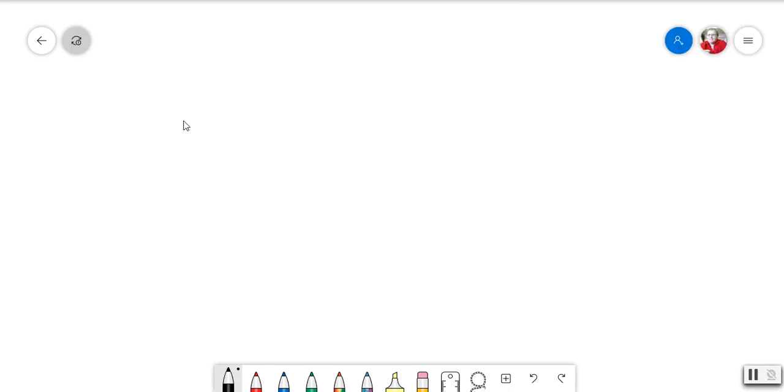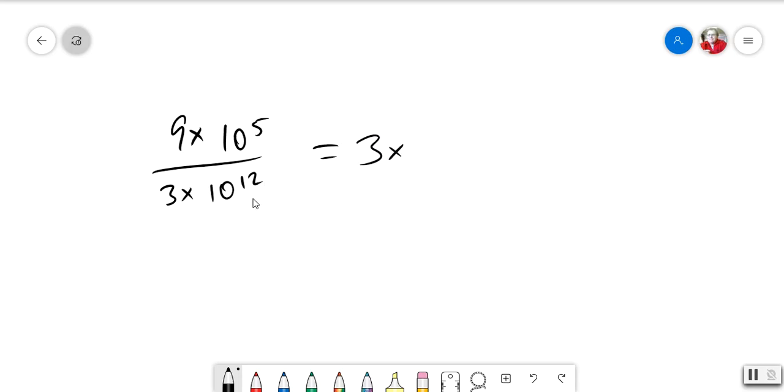Last possibility. Supposing you have something like 9 times 10 to the 5th over 3 times 10 to the 12th. 9 divided by 3 is 3. 5 minus 12 is negative 7. Because when you take a larger number from a smaller number, you subtract and take the sign of the larger absolute value. So this is actually a small decimal. If you divide a number by something bigger than itself, your answer is going to be a decimal. And a negative exponent just means a decimal.